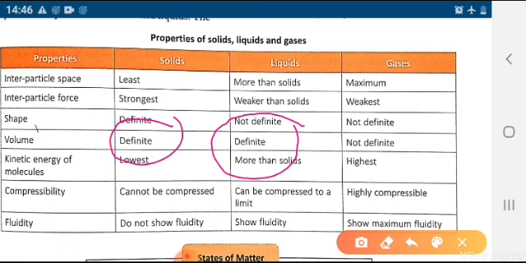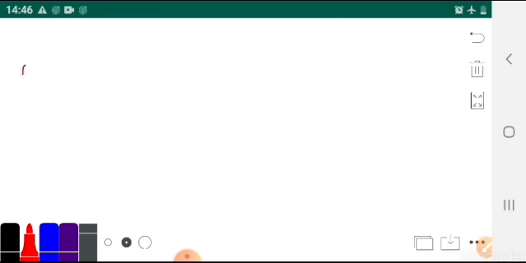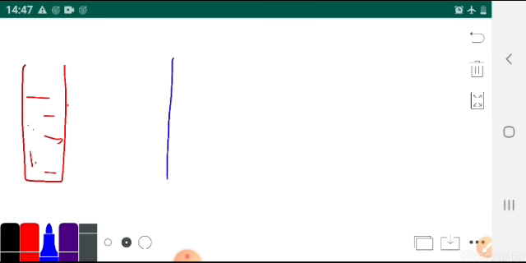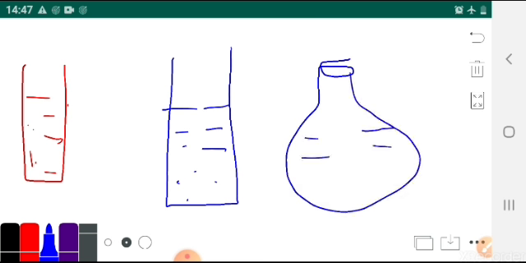This we can understand with the help of an example. You can see that in case of liquid, if you place the liquid in a beaker, the liquid acquires the shape of the beaker. If you place the liquid in a big cylinder, the liquid will occupy the shape of the cylinder. If you fill the liquid in a round bottom flask, the liquid will occupy the shape of the round bottom flask, which proves that liquid does not have a definite shape, whereas solids have a definite shape.